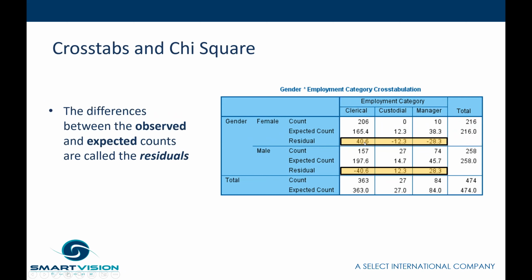We're getting 40 more women in this group than we expected, and we're getting 40 fewer men in this group. We're getting 12 fewer women in this group, and we're getting 12 more men in this group. We're getting 28 fewer women in this group and 28 more men in that group. So the difference between the observed and the expected is called the residual. Residual just means error or difference, if you like.